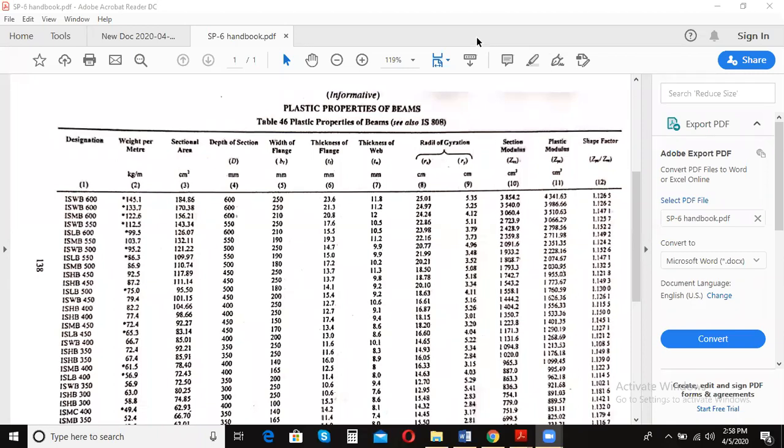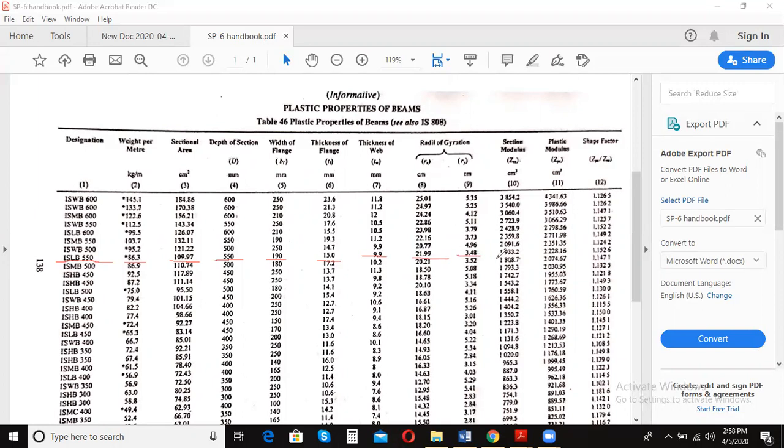I will just change the color of my pen. Okay. So this is the section that I have chosen here, right? This is the weight of the section, sectional area, this is the depth of the section, the flange width, this is the flange thickness, this is the thickness of web, right? Radius of gyration, these are not needed right now.